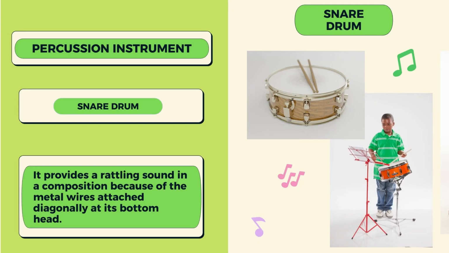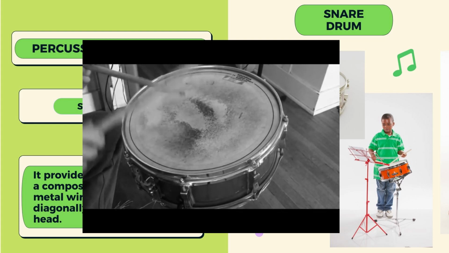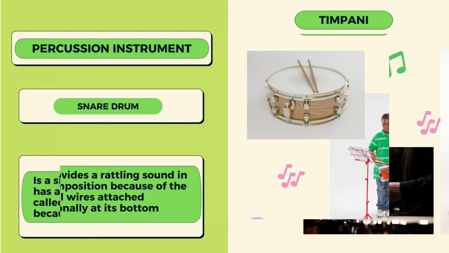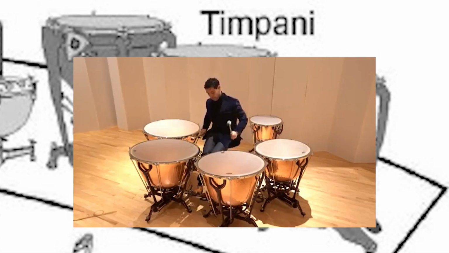Snare drum. It provides a rattling sound in a composition because of the metal wires attached diagonally at its bottom head. Timpani is a single drum head that has a definite pitch. It is often called a kettle drum because of its shape.